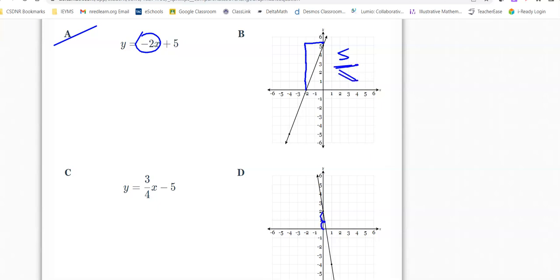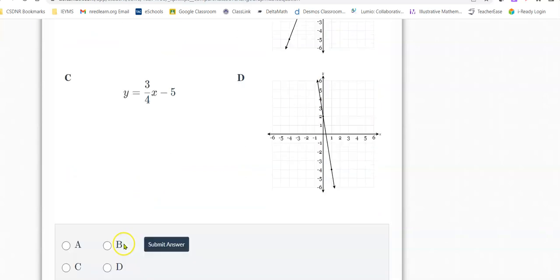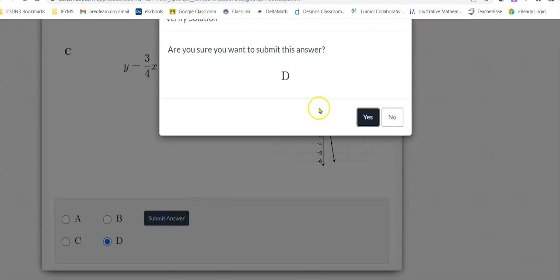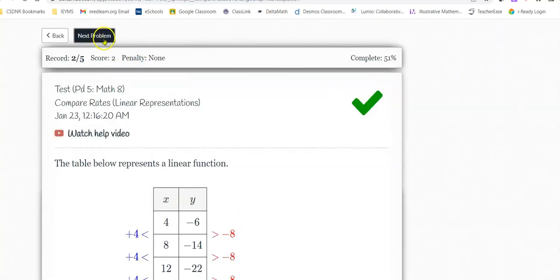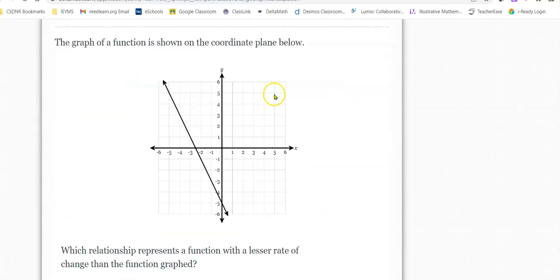This one is 1, 2, 3, 4, 5, 6, down 6 over 1. Okay, and this is 3/4, that's positive. It's definitely not less than -2, so that makes D the winner. -6 is definitely less than -2. Try this one last time.